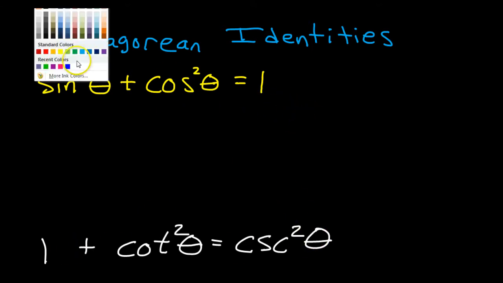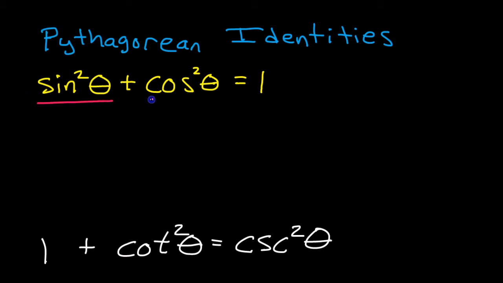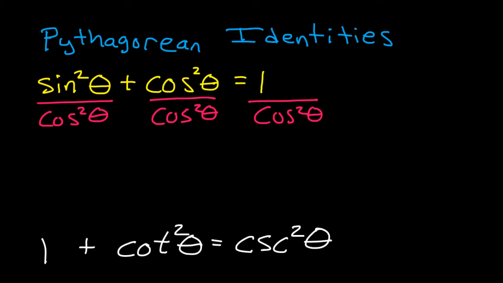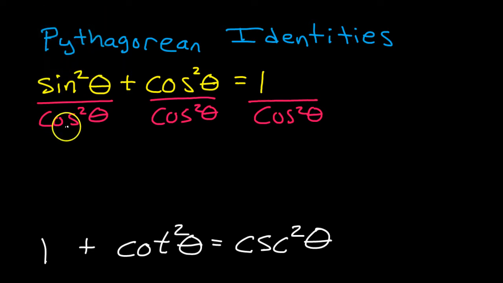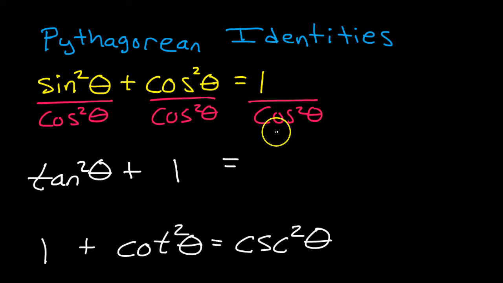What if we divide everything by cosine squared theta instead? Let's see what that would look like. If I divide by cosine squared theta, okay, now what am I going to get? Sine over cosine is tangent, so this would be tangent squared theta. Anything divided by itself is 1, so that'll be 1. And 1 over cosine, well, that's secant. So this would be secant squared theta.